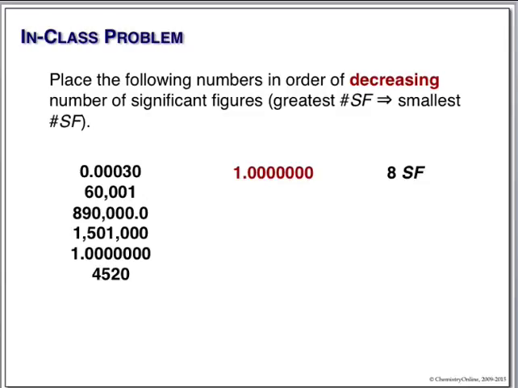The next one then is going to be this guy here that had 7. Now, let's see. These are leading zeros. They go away, so that's only 2. These are between the 6 and the 1. Those are real, so this is going to be 5. No decimal point. Those are not real. I think this guy wins.